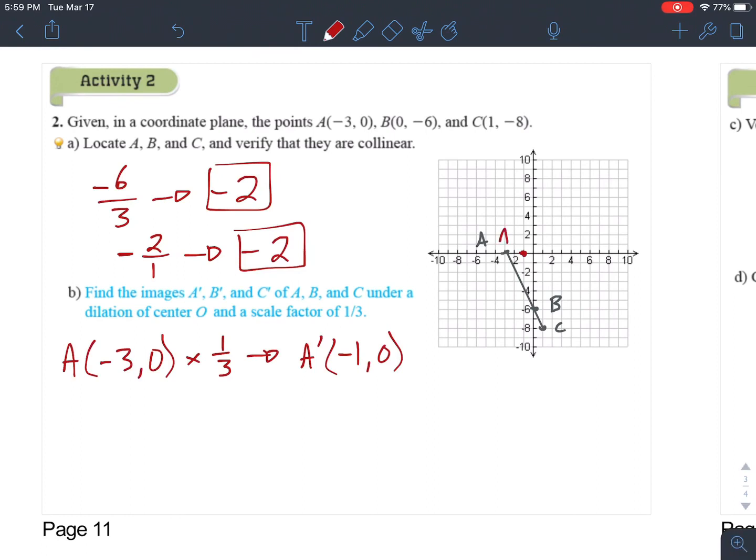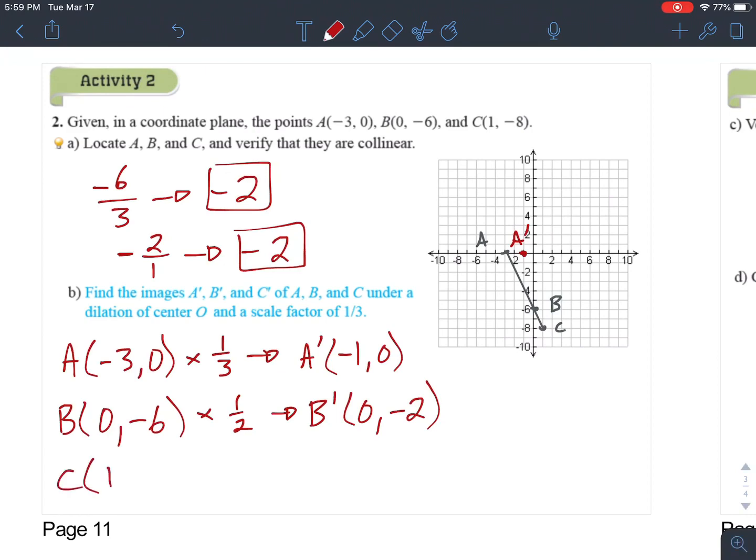So there's A prime. B, 0, -6 times 1/3, that's going to get you 0, -2. And then the last part for C is that this one's not as nice for us. Oh, I did 1/2 there. But we're going to get 1/3, and we get -8/3, which is the same thing as -2 and 2/3.